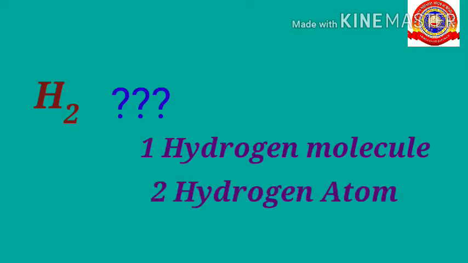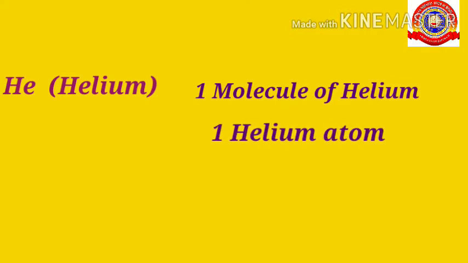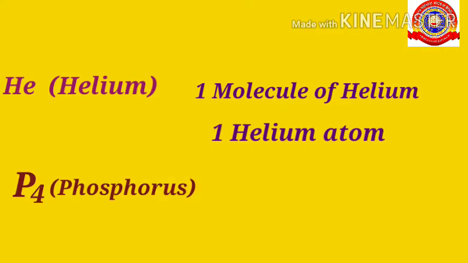H2 represents a hydrogen molecule, and how many hydrogen atoms? Yes, 2 hydrogen atoms. 1 hydrogen molecule and 2 hydrogen atoms. Next is He, helium. How many atoms and molecules are represented by He? Yes, 1 molecule of helium and also 1 helium atom.